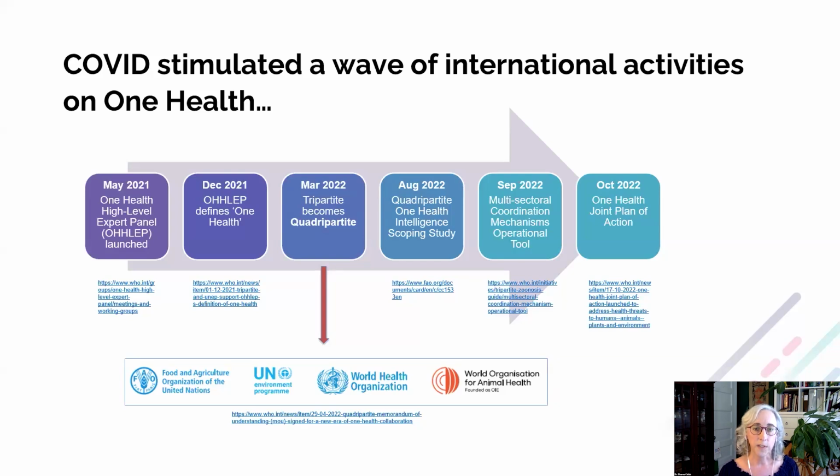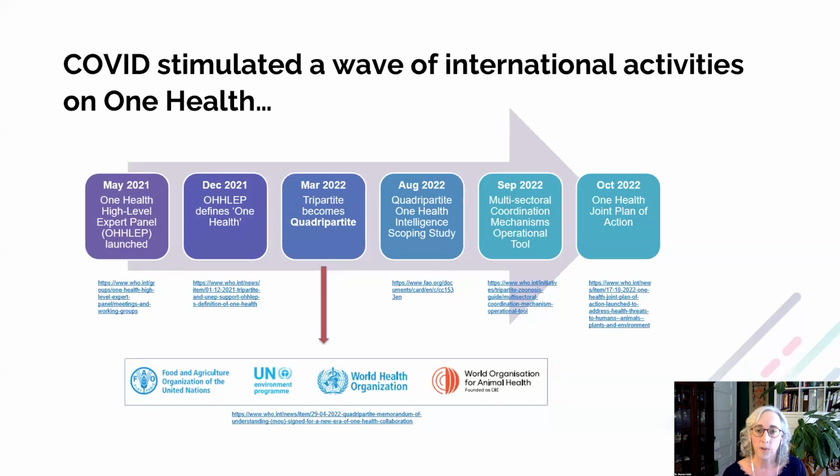In March of 2022, the tripartite, so that was the World Health Organization, the World Organization for Animal Health, and the Food and Agriculture Organization, they became the quadripartite by bringing on board the United Nations Environment Program. And I just wanted to put in here a little plug for the project that I worked on when I was working for FAO, the quadripartite One Health Intelligence Scoping Study. So the results of that were released in August of 2022.